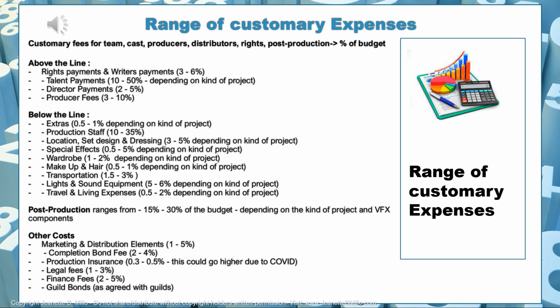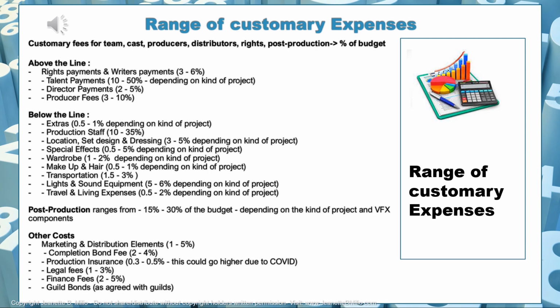The above the line rights payments and writers payments are usually between 3 and 6%. Talent payments can be anywhere from 10 to 50% depending on what kind of talent you're engaging. The director is often between 2 and 5% of the budget, and producer fees can be anywhere from 3 to 10%. Now, I have seen movies that were suggested to me for financing where the producer fees were as high as 15%. Needless to say, that's not a good thing. This would probably be the first place that if I am financing a project like that, would start cutting.